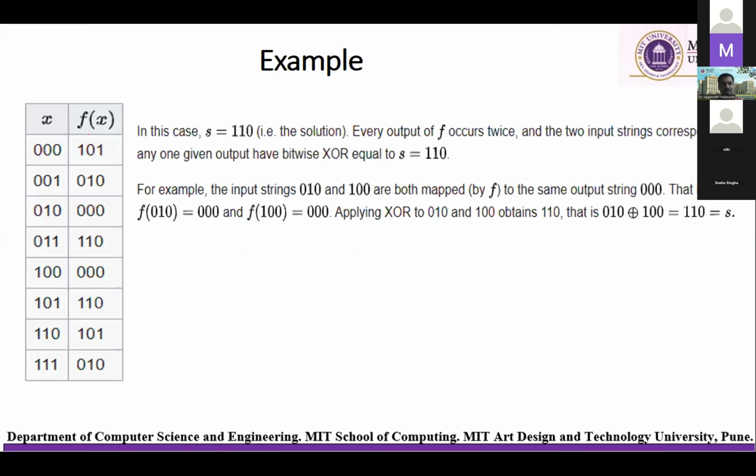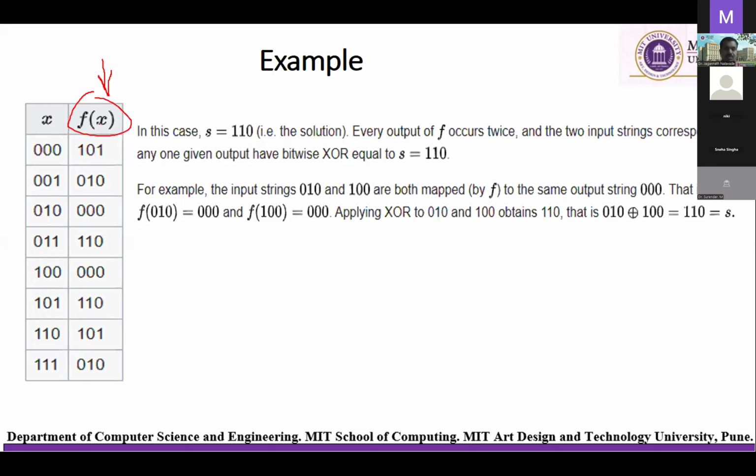Now, one simple example is given here. If you observe, these are the x values from 000 to 111, and for them the f of x values are 101, 010, 000, 110, 000, 110, 101, 010. There is no calculation between 000 and 101. Just imagine that these values come from the f of x function. Which formula is applied, we don't know, but these outputs are obtained by using f of x.